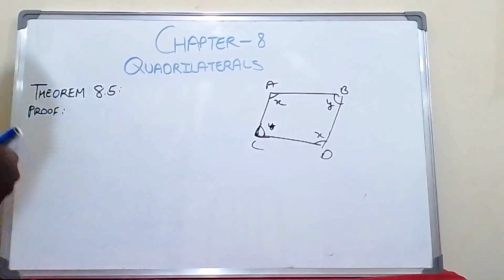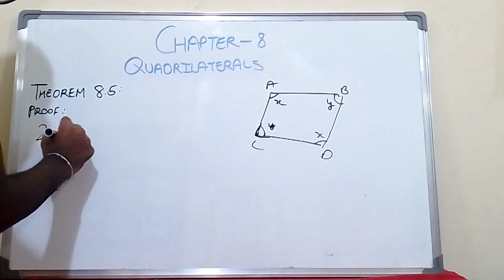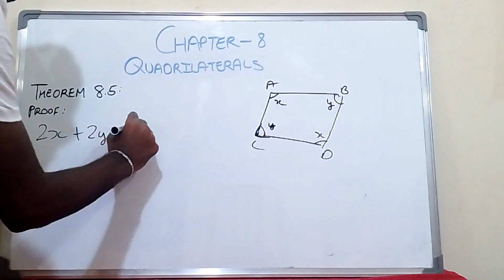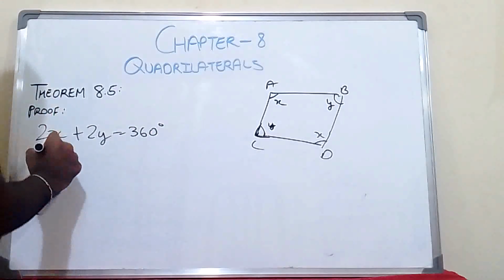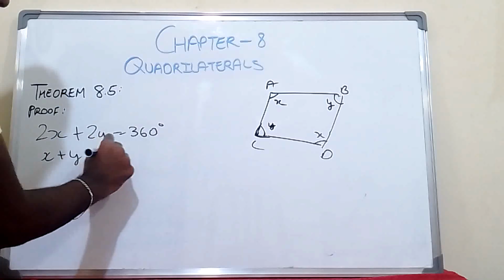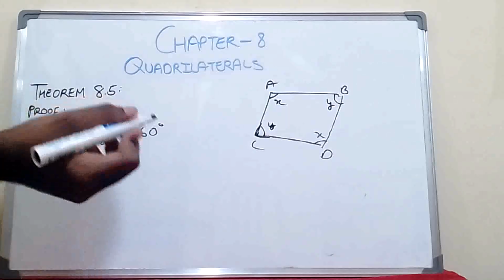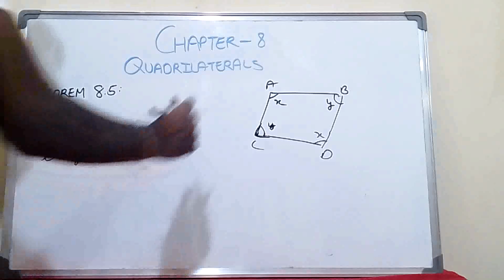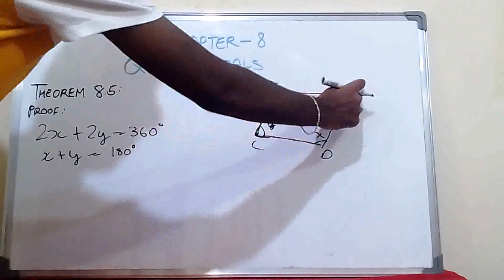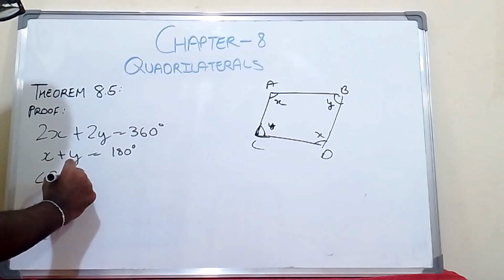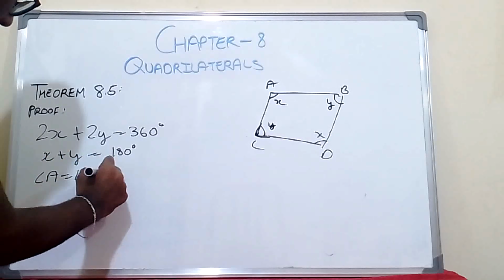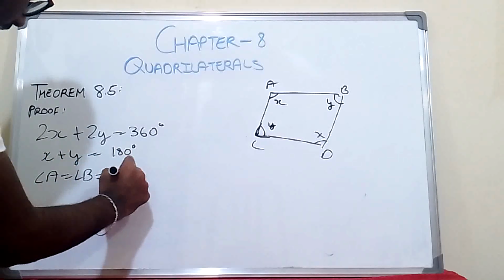So we know that 2x plus 2y is going to be 360 degrees. Why? Because of the angle sum property of a quadrilateral, which means x plus y is going to be 180 degrees, half of 360. So I can say that angle A, which is x, and angle B, which is y, are supplementary. So angle A plus angle B is 180 degrees.